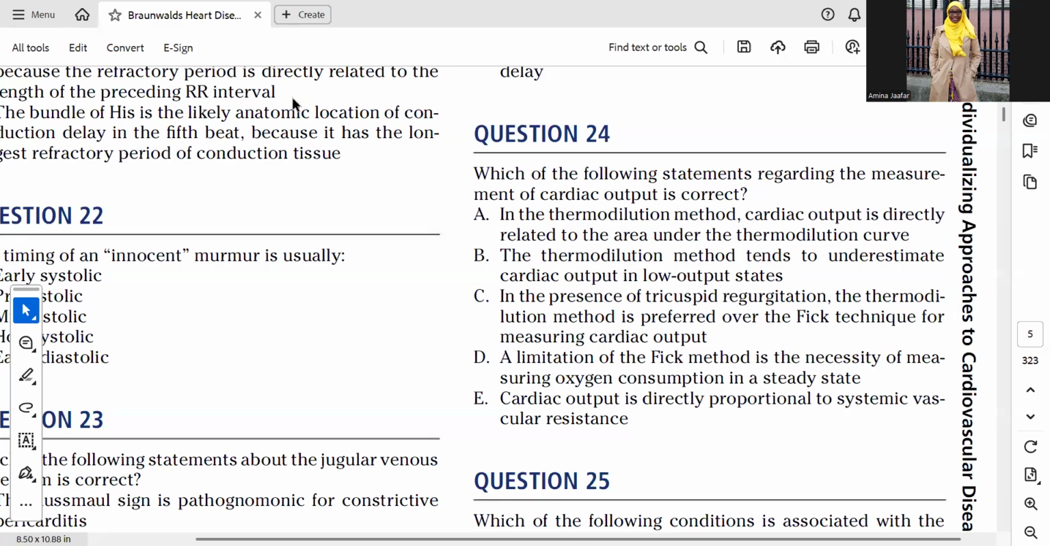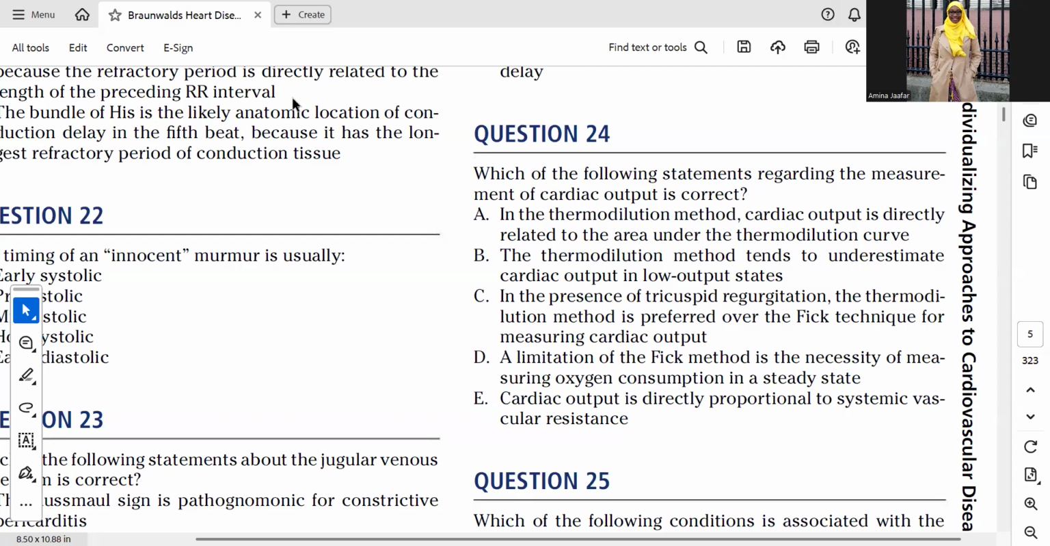Then option C, in the presence of tricuspid regurgitation, the thermodilution method is preferred over Fick technique in measuring cardiac output. This is false. The thermodilution method gives an error in tricuspid regurgitation because there is turbulence of blood, front and back, a large volume of blood. And remember, in thermodilution method, we want a forward movement of blood and we are measuring the temperature change. So with all this turbulence of blood in tricuspid regurgitation, it's better not to use the thermodilution method because it will give an error. So option C is false.